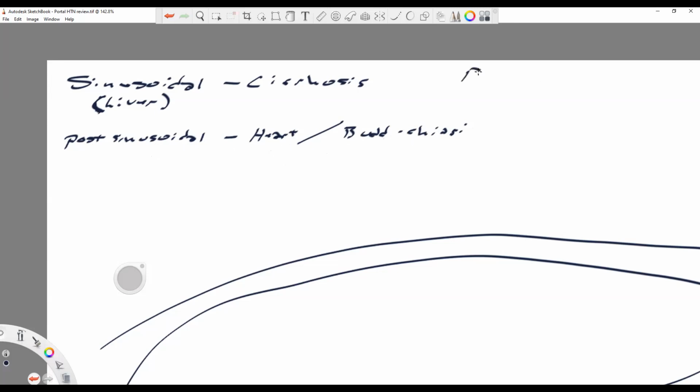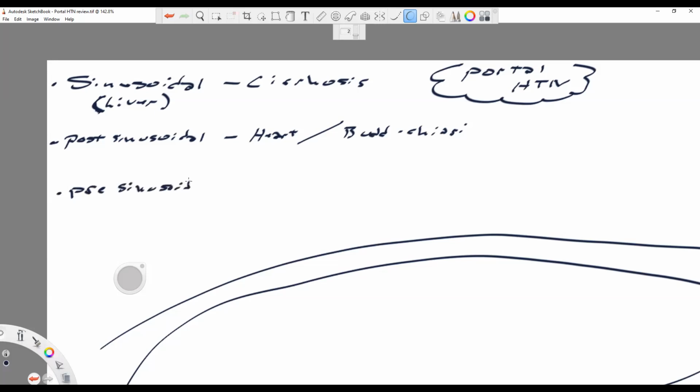This is all portal HTN, portal hypertension. And then, so there was sinusoidal, post-sinusoidal, and of course, then we have to have a pre-sinusoidal hypertension. And that's basically going to be a blood clot in the main portal vein. So main portal vein obstruction, either a tumor, blood clot, impingement of some kind. Main portal vein obstruction is pre-sinusoidal.